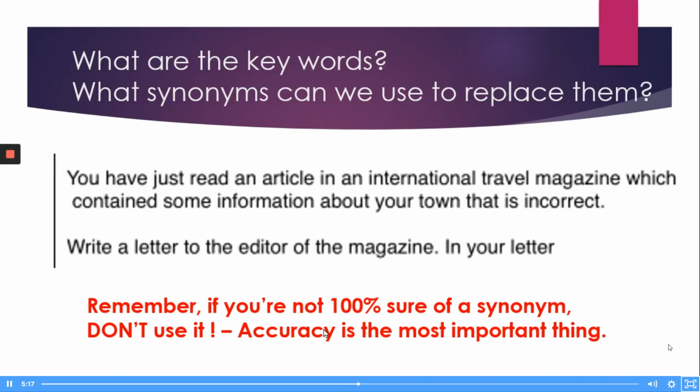So we're knowing that we're in a town. It's not saying a city, it's not saying a village, we're saying a town. So making sure we specify that. I don't want to be writing about London, for example, because that would be writing about a city, whereas it says write some information about your town, so make sure that you're writing about a town, not a city. And that is incorrect, so we've got to mention that something is incorrect.